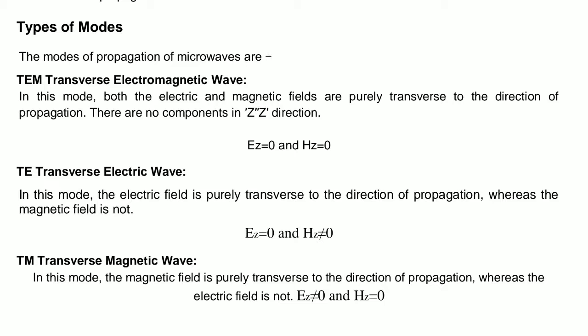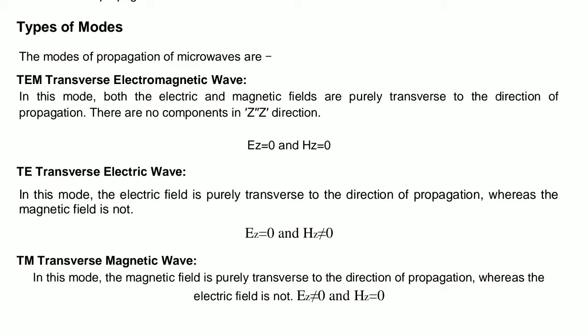Similarly, the last one is TM, transverse magnetic wave. What does it ultimately show? It shows that the magnetic field is purely transverse to the direction of propagation, okay, that means it is perpendicular to the direction of propagation, or there will be no magnetic field component in the direction of propagation, whereas the electric field is not. So ultimately what is the formula? There will be an electric field component in the direction of propagation. So Ez is not equal to 0, but there will be no magnetic field towards the direction of propagation. So Hz is equal to 0.